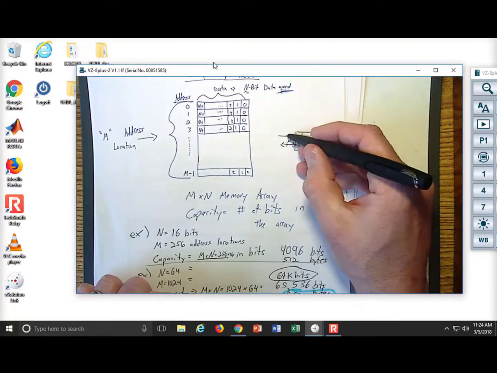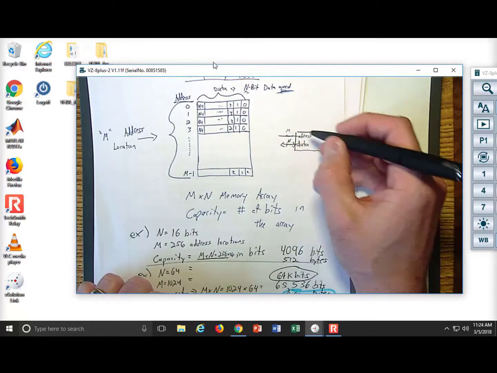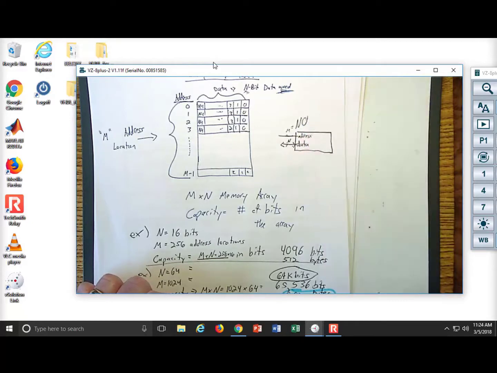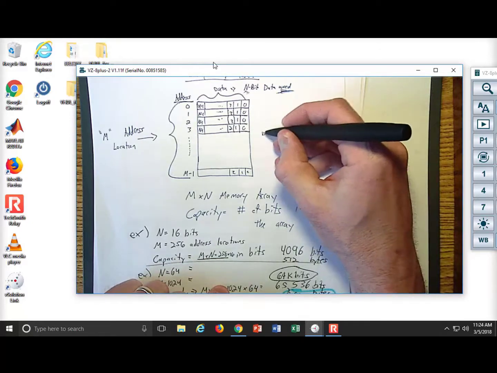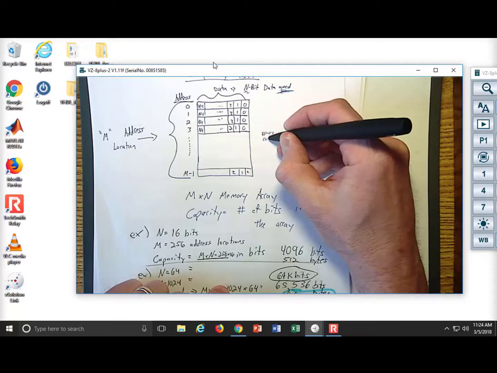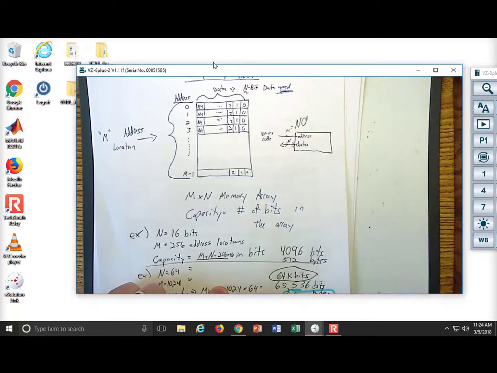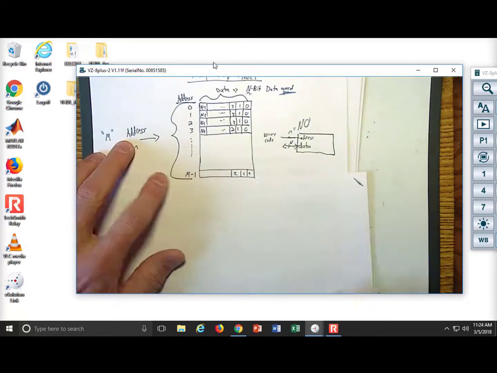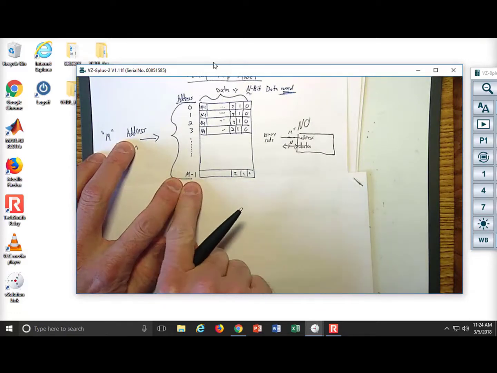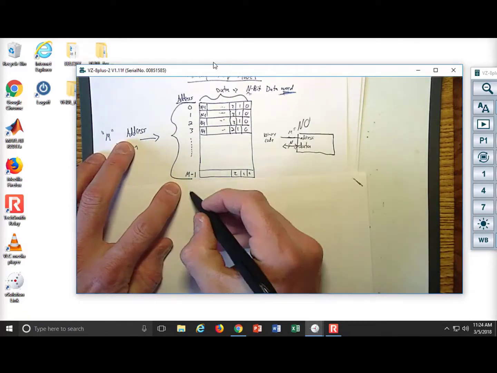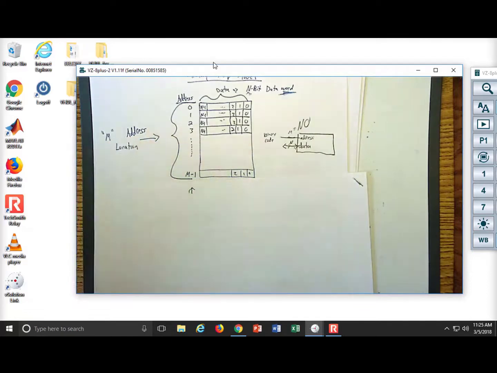Is this M bits wide? The answer is no. Okay? What we are going to do is give a binary code for the address. So when you ask how many address bits there are in a memory system, it's actually not going to be M. It's going to be the binary code that represents the integer M. Now how do we find that?